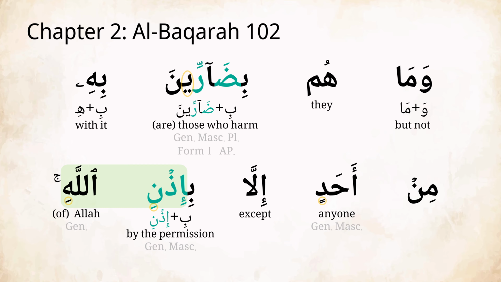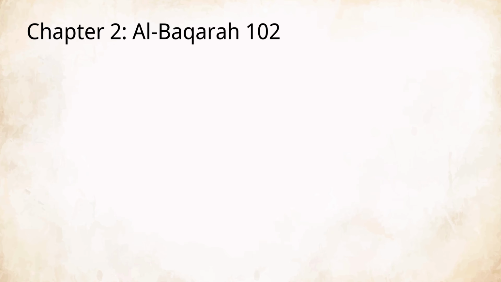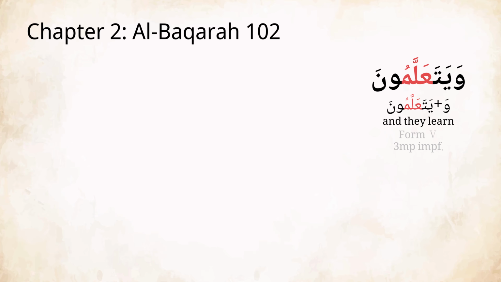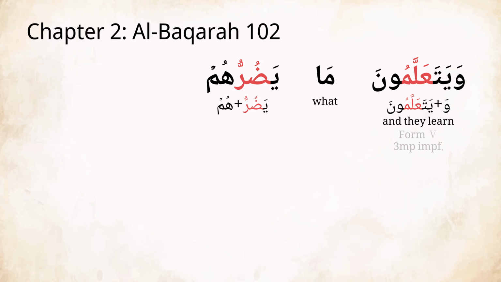So to recap, وَمَا هُمْ بِضَارِّينَ بِهِ مِنْ أَحَدٍ إِلَّا بِإِذْنِ اللَّهِ means, but they don't harm anyone with it except by the permission of Allah. Moving on, we have وَيَتَعَلَّمُونَ, which is wa plus يَتَعَلَّمُونَ, meaning and they learn. Up next is ma, meaning what. Coming next is يَضُرُّهُمْ, which is يَضُرُّ plus object pronoun hum, meaning it harms them.